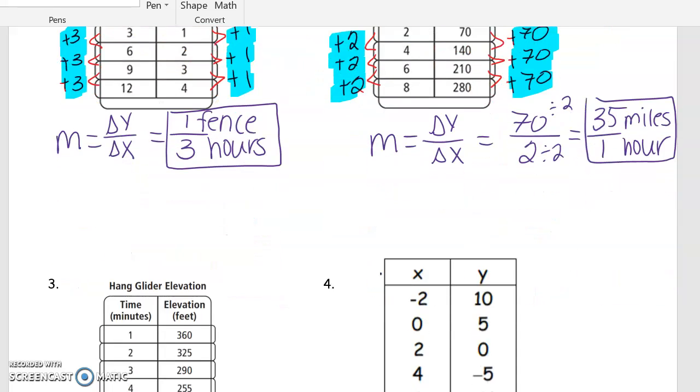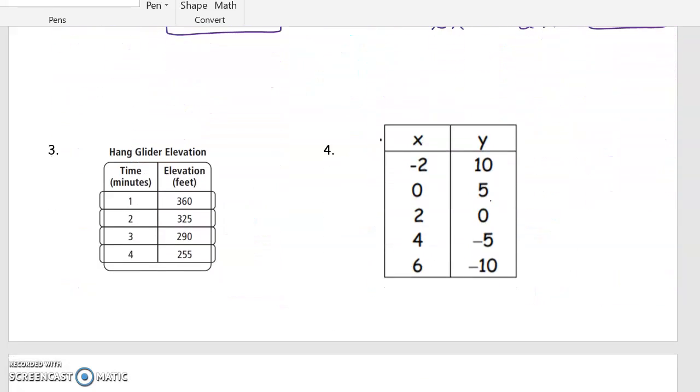All right, let's try one more of these. Okay, so now, again, my independent variable is my x, which is time, and now my y variable is my dependent variable, which is elevation or feet. So my elevation for this hang glider is dependent on the amount of time, okay? So if I go down this y column, let's look at the change in y. Okay, from 360 to 325, looks like it's minus 35.